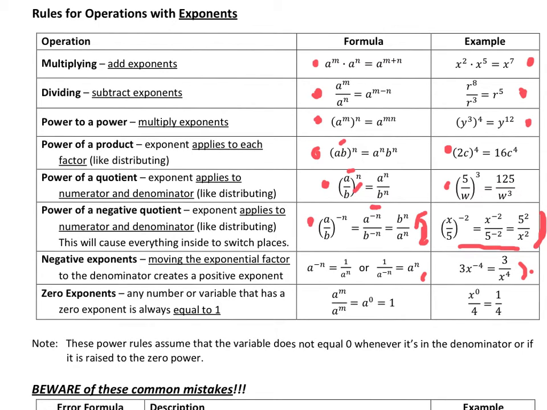0 exponent is the last one. So anything we have here, anything to the 0 power is 1. So we have x to the 0 over 4. Well, x to the 0 is the only part, that's going to be 1, and then it's all over 4. So here's a thing to remember. These power rules assume that the variable does not equal 0 whenever it's in the denominator or if it's raised to the power of 0.